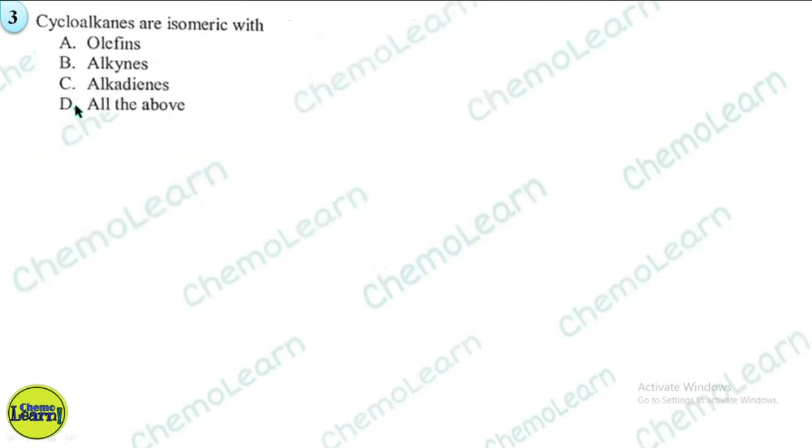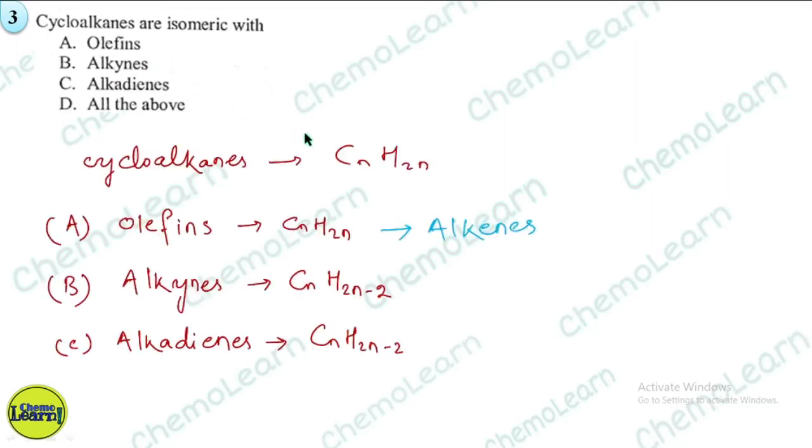Cycloalkanes are isomeric with olefins, alkynes, alkadienes or all the above. See, it is asking about isomers, that means two compounds having the same chemical formula. The general formula for cycloalkane is CnH2n and the general formula for olefins, that is alkene, is CnH2n. So option A will be the right answer. On the other hand, alkynes and alkadienes have the chemical formula CnH2n minus 2.